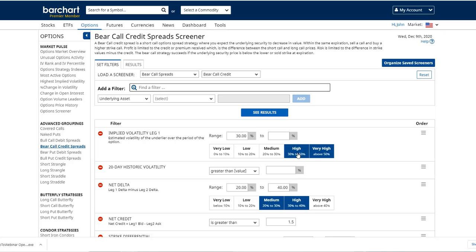So I picked very high as my default, but I could change that to high. Historically, I don't need to put a value here. I'm just going to use this as a comparative. What I want to find is that my first leg's volatility is greater than my 20-day volatility, right? It's telling me that option is what we could say bloated, or there's a lot of juice in it. That's what we want, right? So we're going to look at that as a comparative, okay?